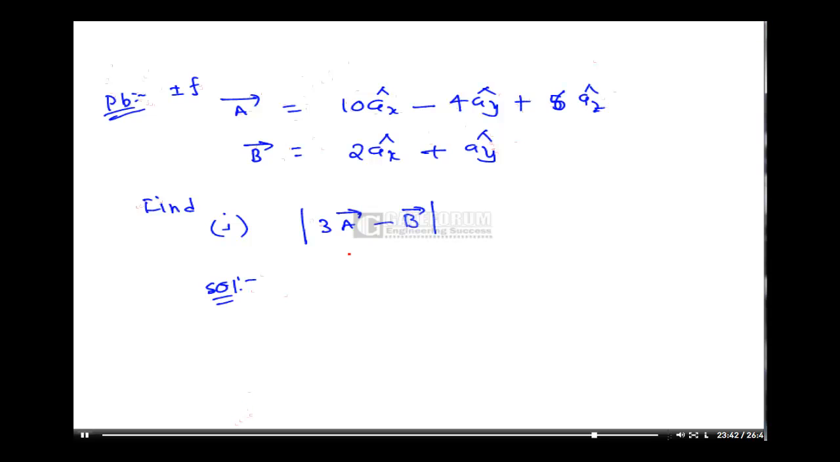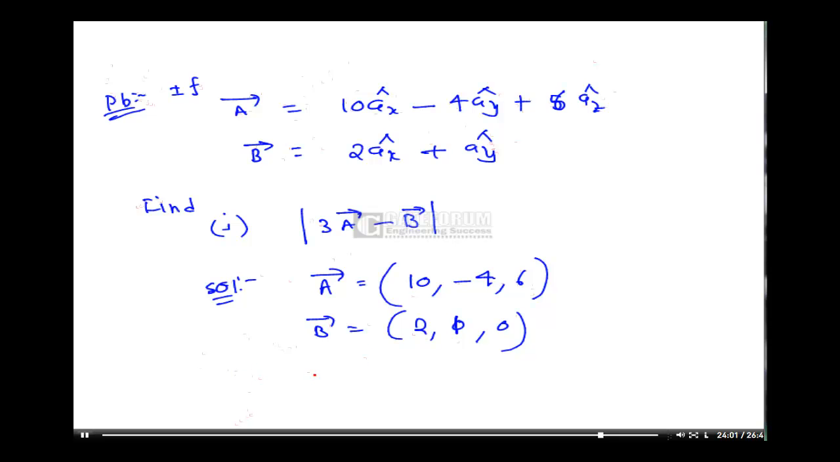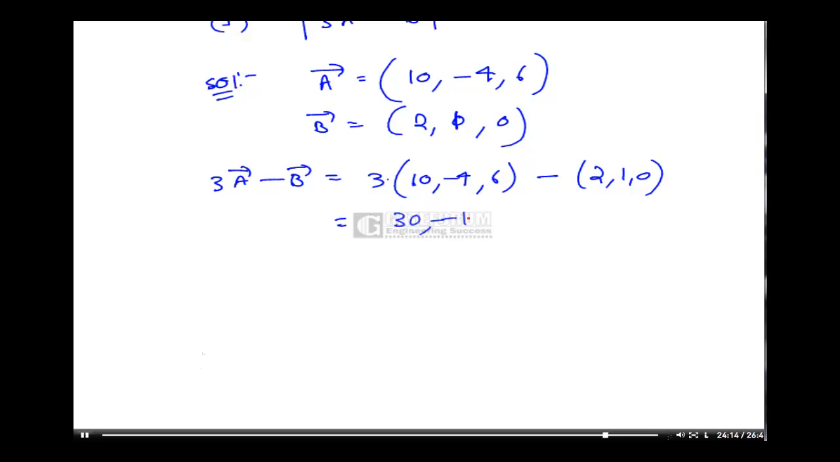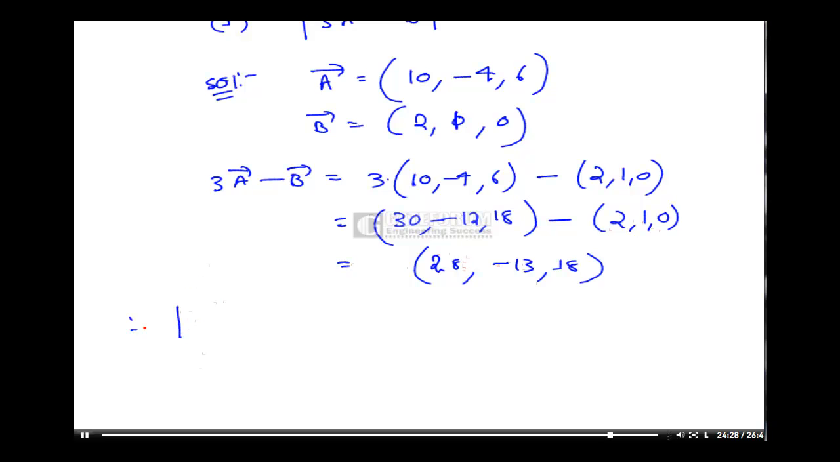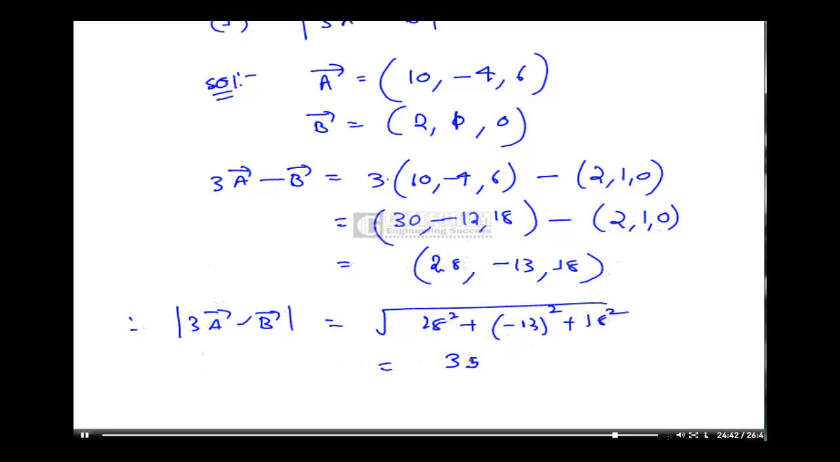The solution to this problem is, first of all, represent A bar and B bar in terms of points directly. So A bar is nothing but (10, -4, 6). Similarly B bar is equal to (2, 1, 0). Now calculate 3A bar minus B bar. That is 3 times (10, -4, 6) minus (2, 1, 0), which is (30, -12, 18) minus (2, 1, 0). So that is (28, -13, 18). Therefore the magnitude of 3A bar minus B bar is equal to the square root of 28 squared plus (-13) squared plus 18 squared. If you calculate, you will get approximately 35.74. Very simple. So directly calculate in terms of points to reduce the time.